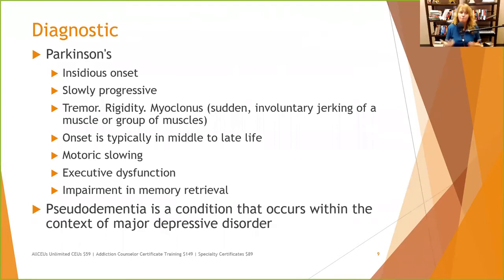So again, just like with any other diagnosis we make, the DSM gives us this laundry list of symptoms. Not everybody's going to have every symptom. The key that you're really looking at in Parkinson's is your tremor and rigidity. If you start seeing that in somebody or they're complaining about that, we want to look for side effects of medications.